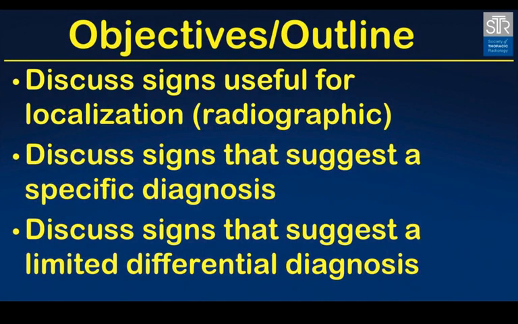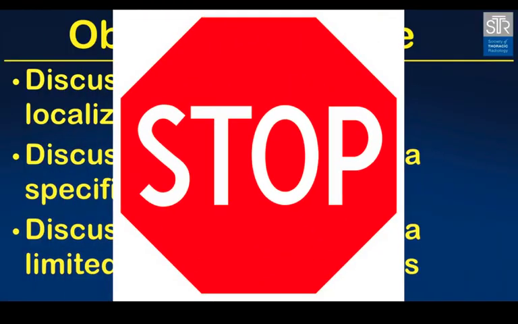So we have covered in this talk some signs that are useful for localization of abnormalities on chest radiographs. We have discussed a few signs that suggest a specific diagnosis, and we have discussed a few signs that are suggestive of a limited set of differential diagnostic possibilities. Obviously, we've only hit the highlights. There are many more signs that we can discuss. However, this sign tells me it's time to stop.